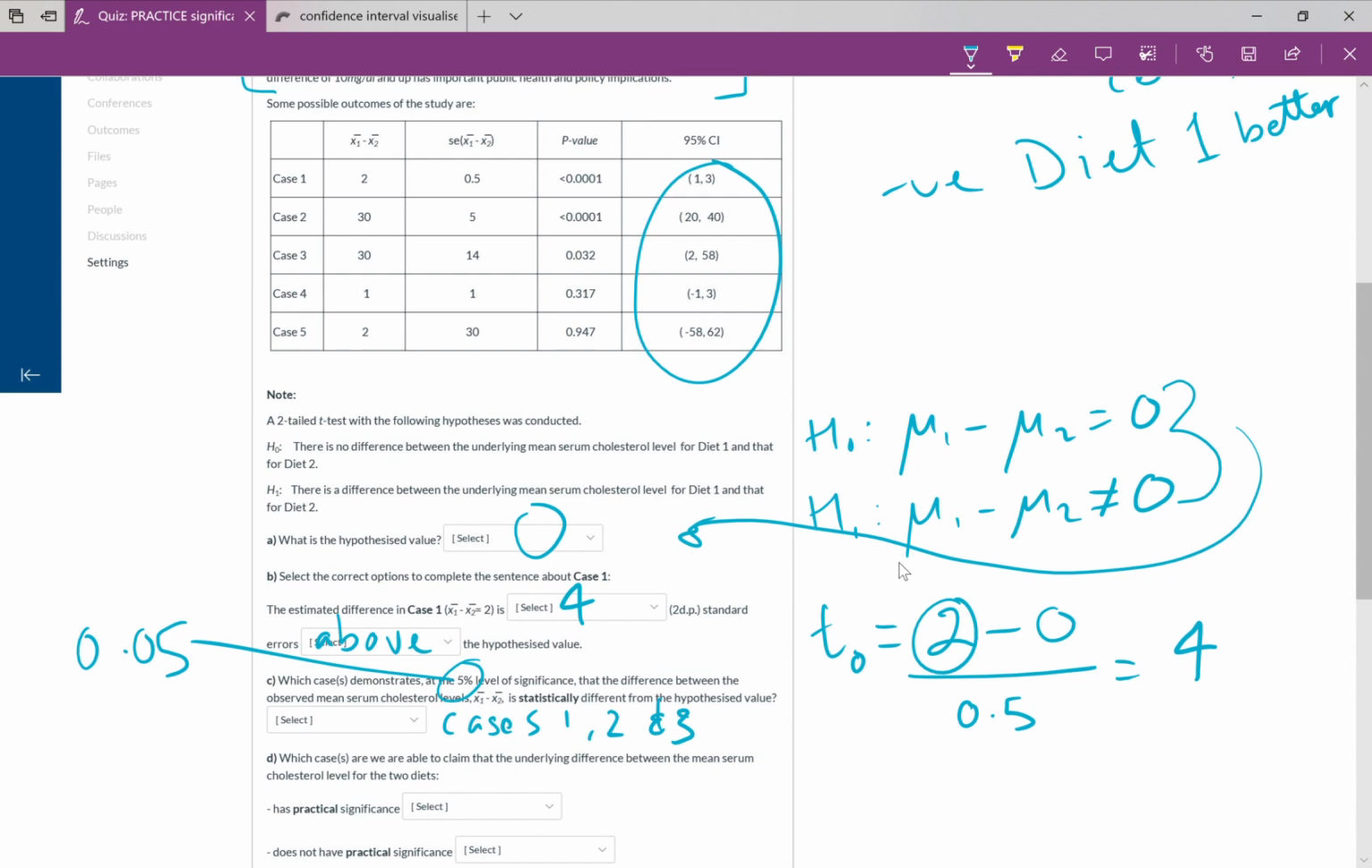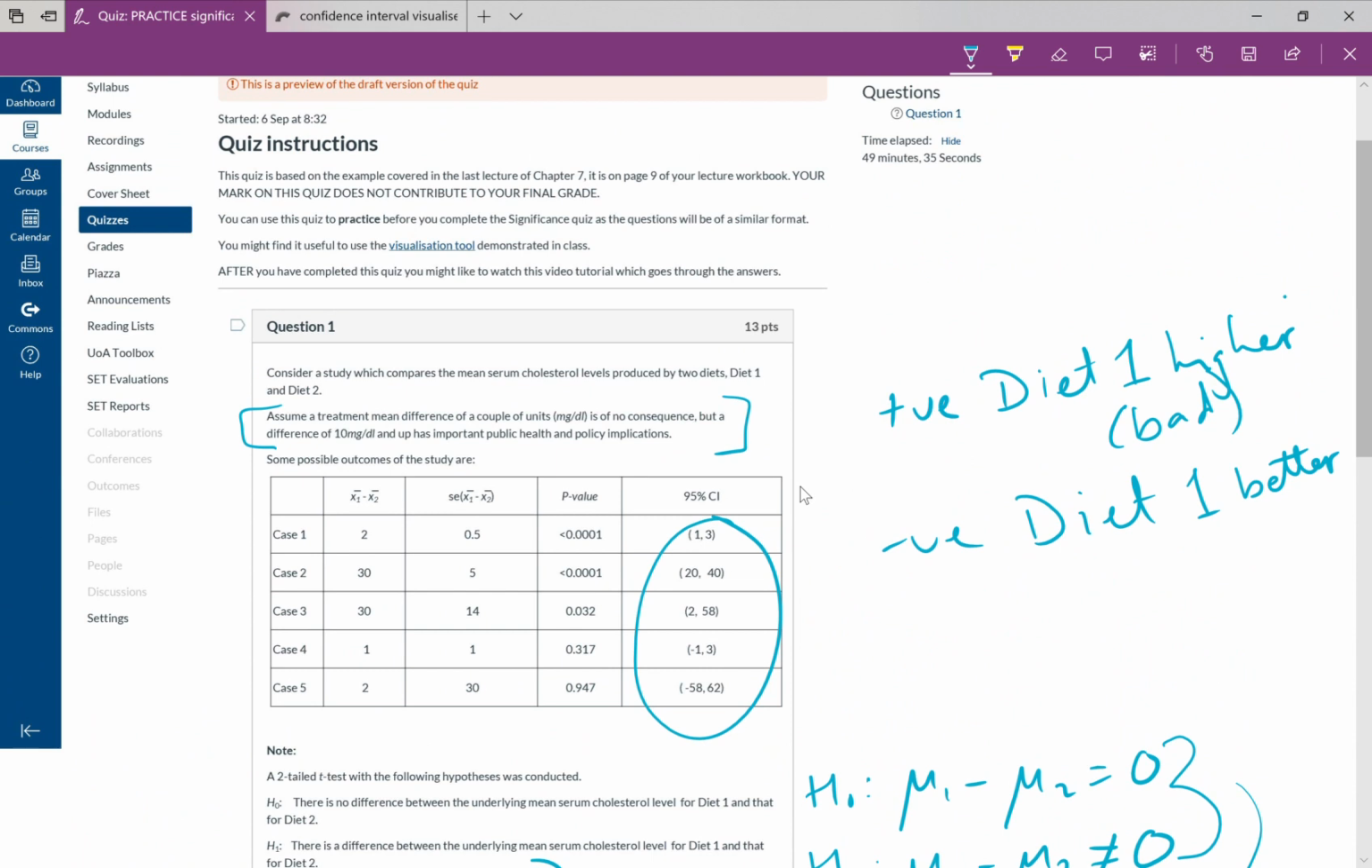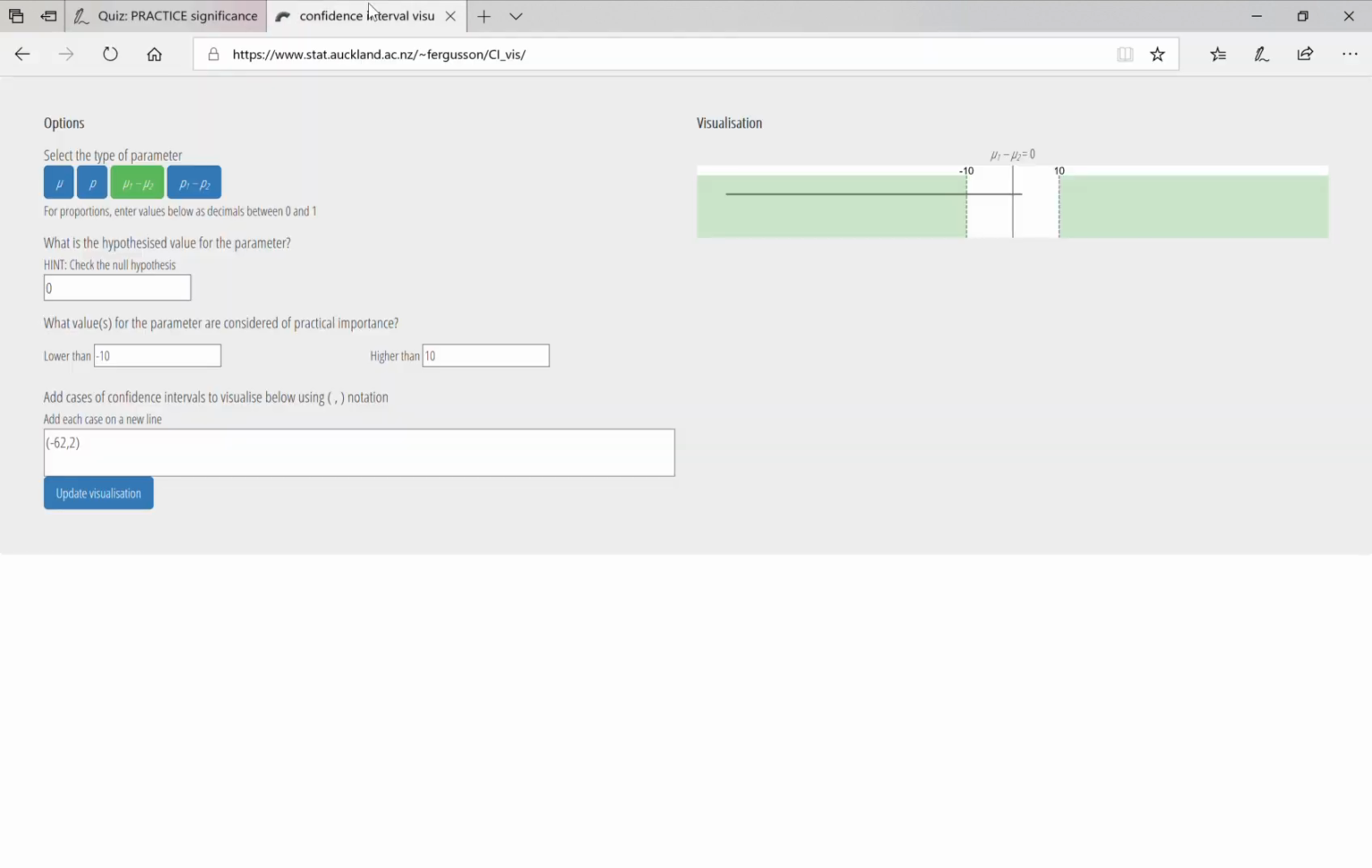And what we want for practical significance is a whole confidence interval sitting above the level of practical significance. So the easiest way for us to do this is to jump over to our confidence interval visualization tool, which was demonstrated in lectures and is also linked in the information about the quiz. So if we jump over there, we can put some information in. A parameter is difference between two means.